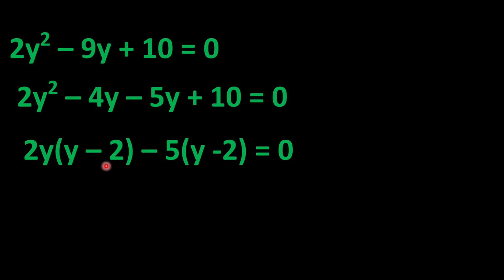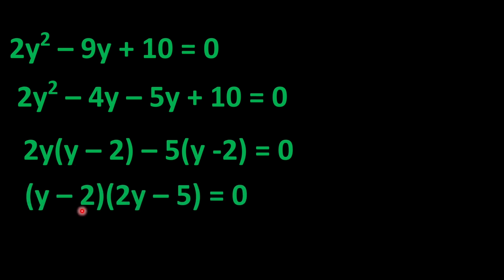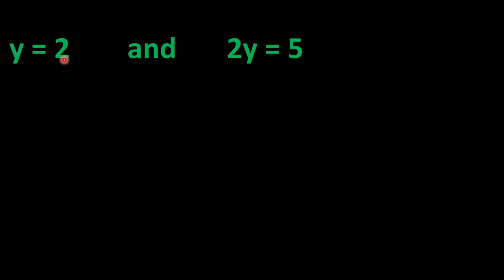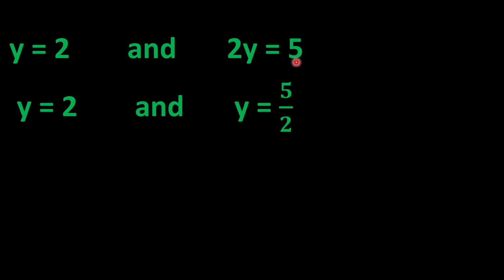And now in these two terms, y minus 2 is common, so we will take y minus 2 as common from here. After taking y minus 2 as common, the remaining terms will be 2y over here, and minus 5 over here, which is equal to 0. And now we will compare these two factors with 0. So overall our equation will become y minus 2 equal to 0, and 2y minus 5 equal to 0. And now we will send this minus 2 to the other side of the equation. So y equal to 2, and similarly 2y equal to 5, and when we divide on both sides by 2, this will become y equal to 5 divided by 2.